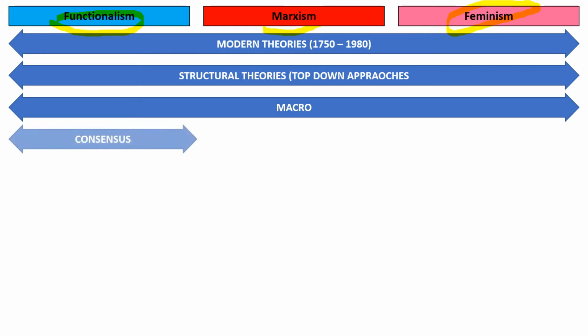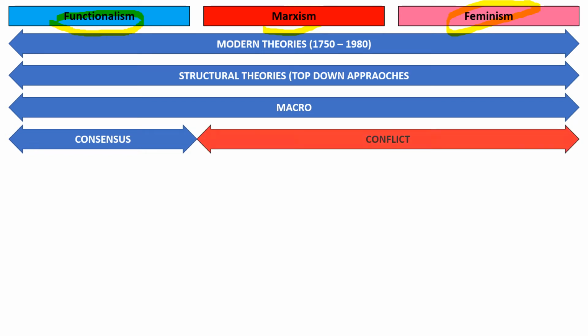Now we see our first difference here. Functionalism comes under the category of a consensus theory. It's based on shared agreements, shared norms and shared values, while Marxism and feminism are conflict theories. Now, that's not to say that within these theories there are no shared norms and values. There is this general dominant ideology which most people are following, but ultimately the idea of conflict is that there is a disagreement between two groups in society. So for Marxism, it's the working class and the middle class. For feminism, it's men and women. So this is our first key difference.